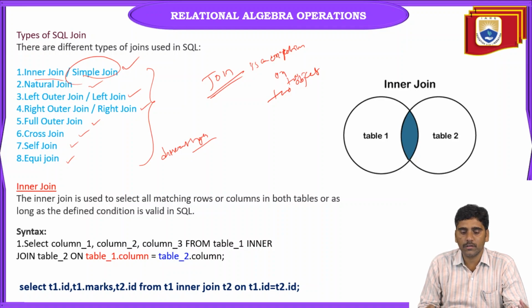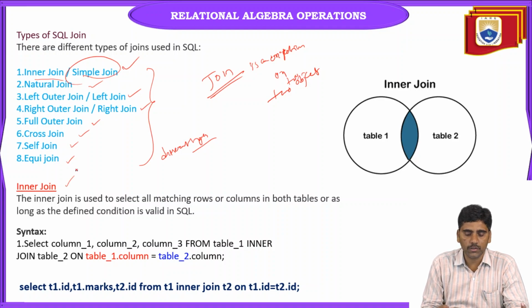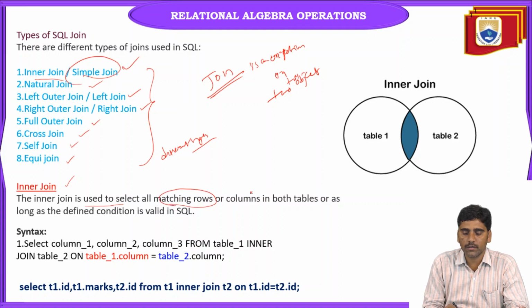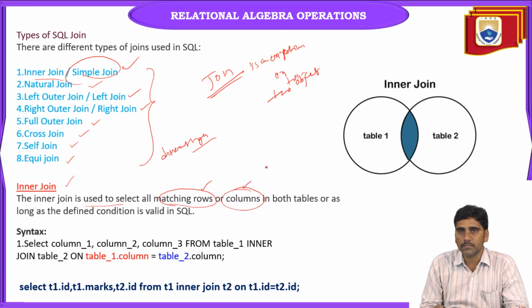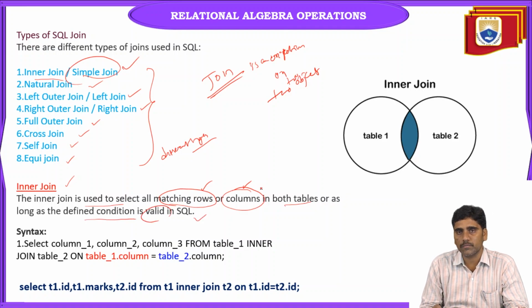So how can we perform joins? Just as we create the tables and insert the values, the joins can be performed. The first one is inner join. Inner join is used to select all matching rows or columns in both tables, as long as the defined condition is valid in SQL.